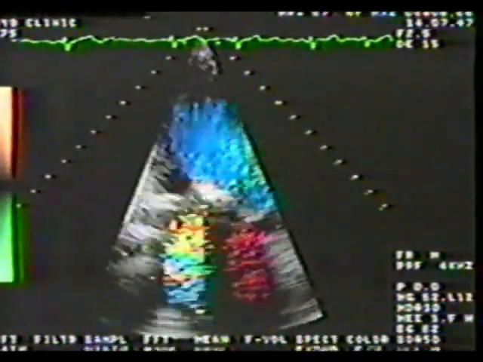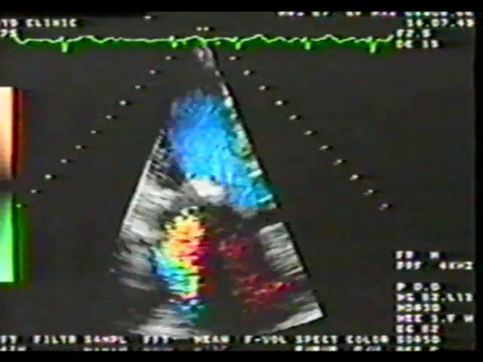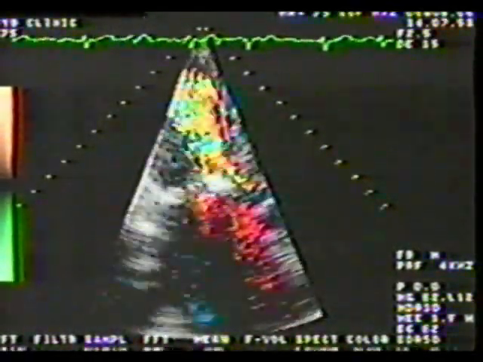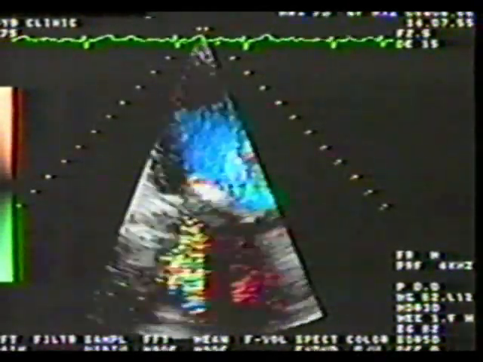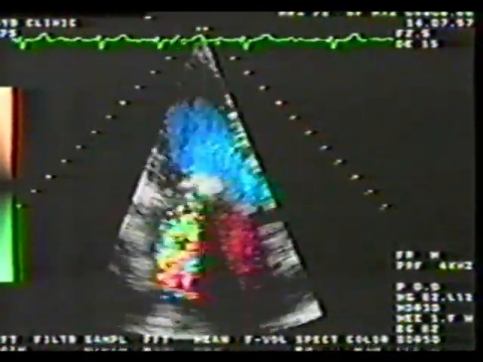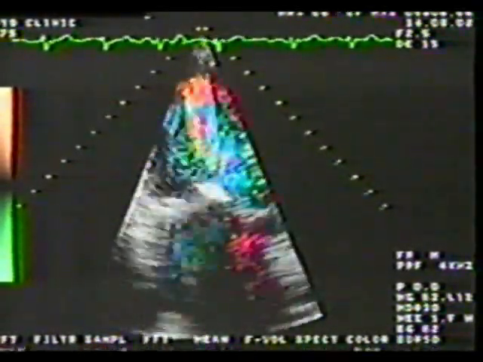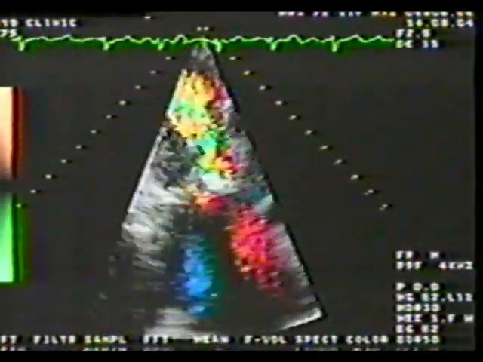This concludes our discussion of the physical principles of Doppler echocardiography and the normal Doppler examination. Subsequent tapes will deal with various pathologic states, and these will illustrate how standard M-mode and 2D diagnosis are greatly enhanced by the addition of these exciting and powerful new Doppler techniques.